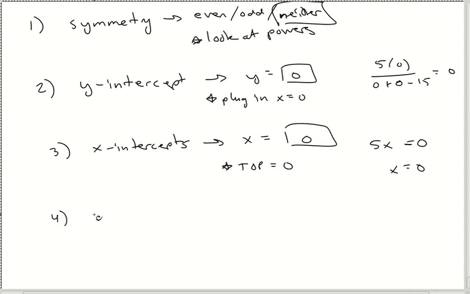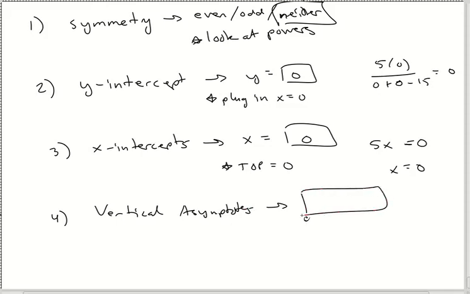Okay, number 4. Find your vertical asymptotes. Again, plural. And this one's a little bit more vague. They just have a big old box here. Well, how do you do this one? This is when your bottom is equal to 0.